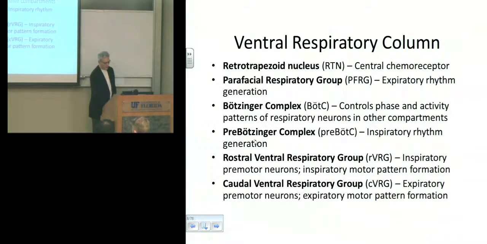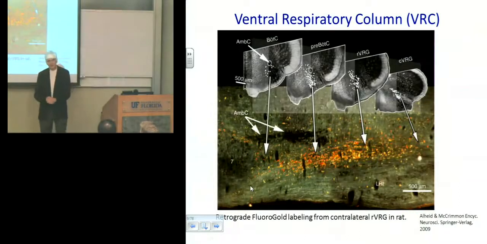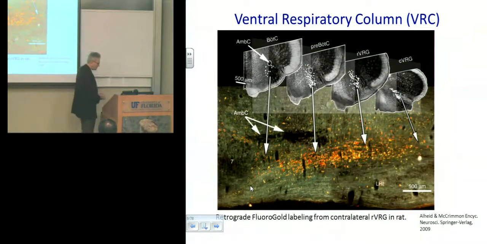The preBötzinger complex is believed to be involved in rhythm generation, and the rostral and caudal VRGs in terms of premotor pattern formation. So most of the pattern formation is usually ascribed to occurring in the premotor pools of the rostral and caudal VRG.